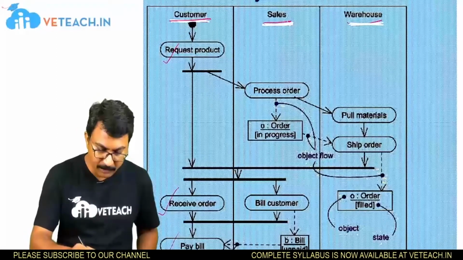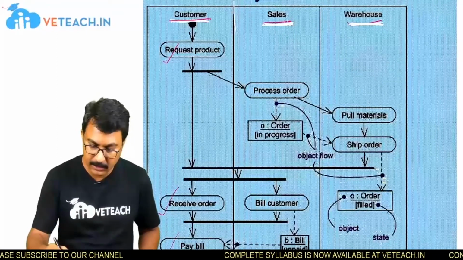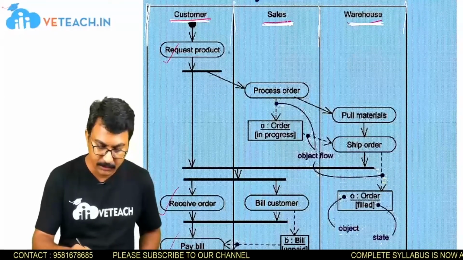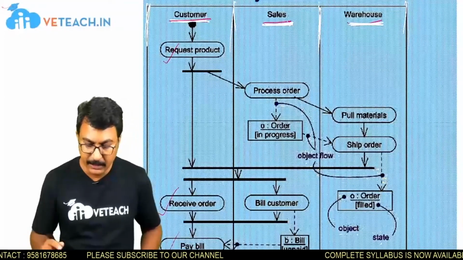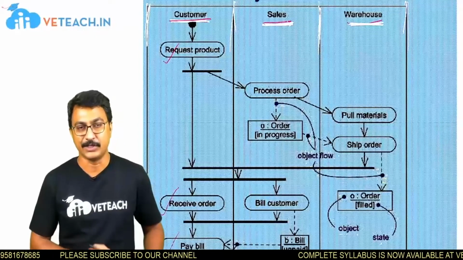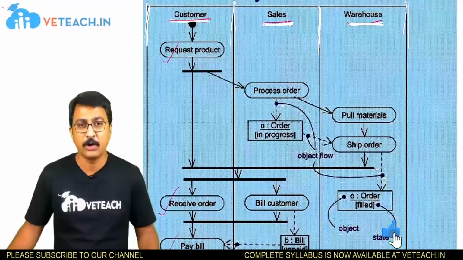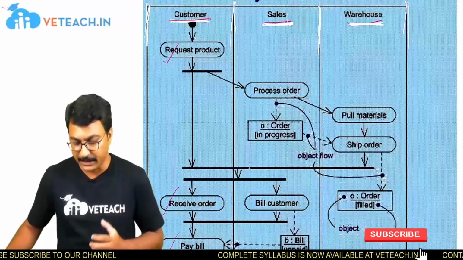So what are those swim lanes? Swim lanes are the vertical distributions. Swim lanes are the vertical lines that split your action and activity states. Look at this diagram. This shows how an order placing of certain items can be done here.